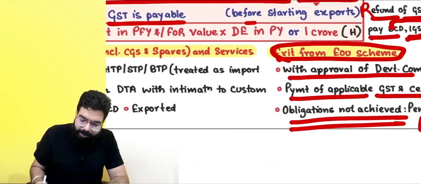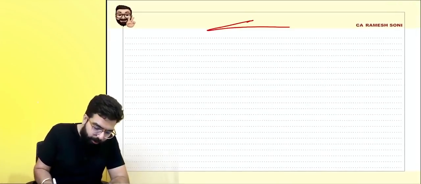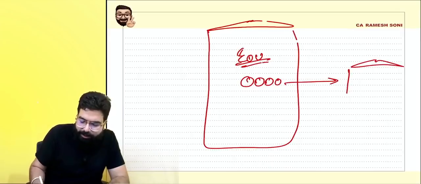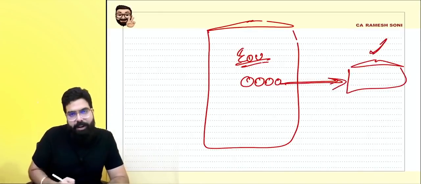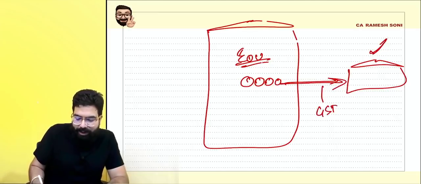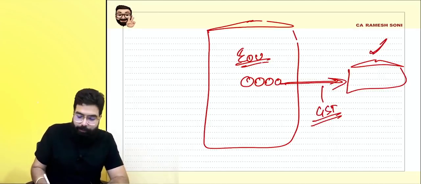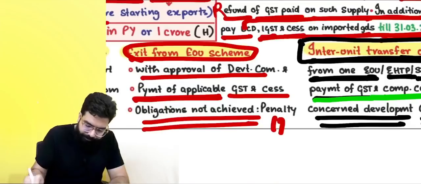Okay, sir. Means whatever goods you had taken. See, now you are an EOU. Now whatever goods are lying with you, you will start using as a normal unit. So when the goods are going from here to your normal unit, then you have to pay GST and GST compensation cess whatever is there. Okay, and if you have not fulfilled your export obligation, then there will be a penalty.